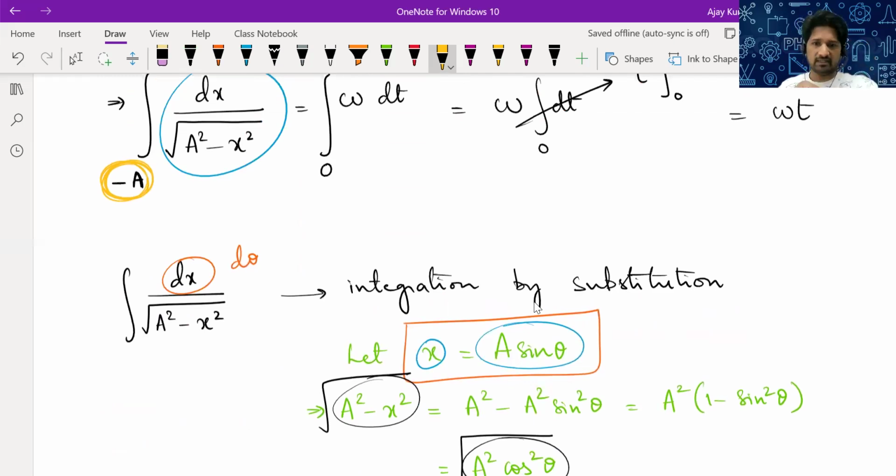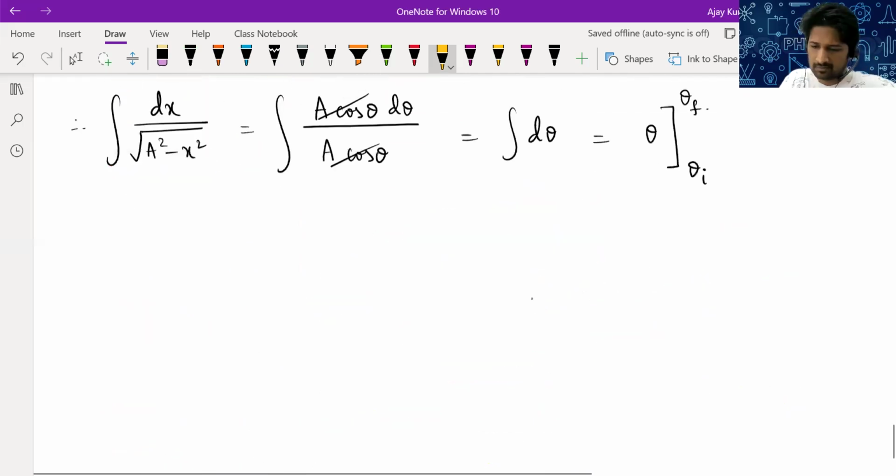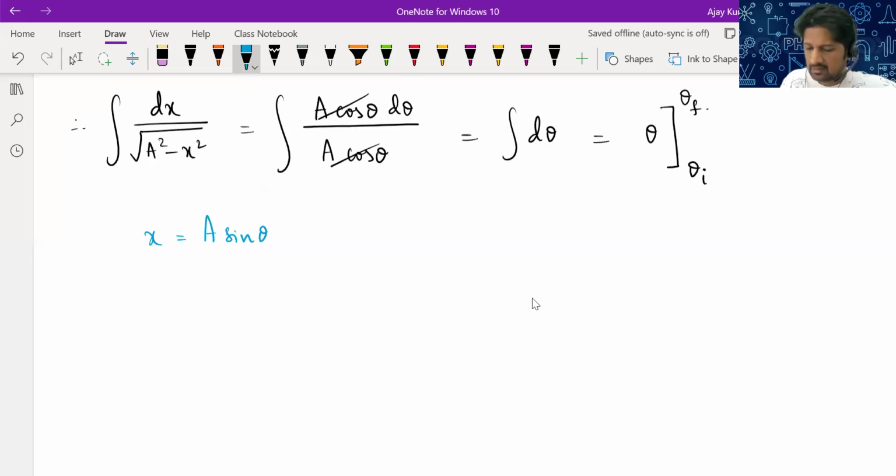When x is equal to minus a, we substituted x as a sine theta. The lower limit we are taking for x, or the initial limit we are taking for x, is minus a. So when x is minus a, you should find out what is theta, and the theta limit should be substituted here.